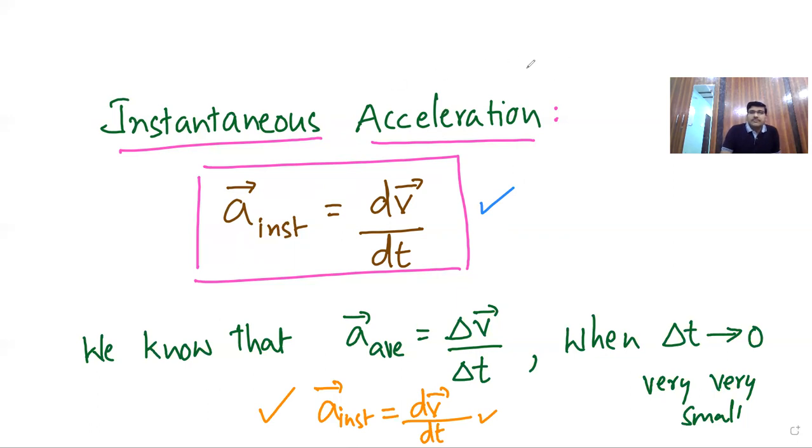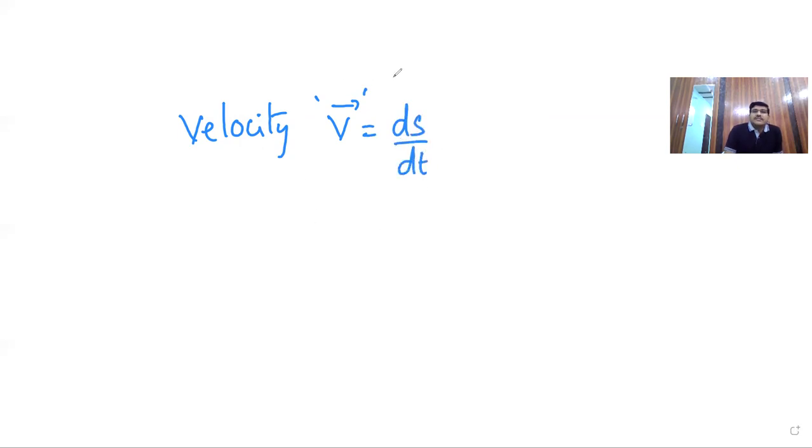Now, observe. In the earlier classes, we have seen that velocity v bar is simply ds by dt, instantaneous. ds means very small displacement. Instantaneous velocity is ds by dt.